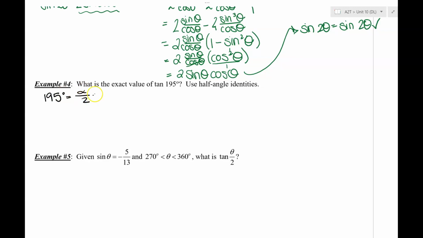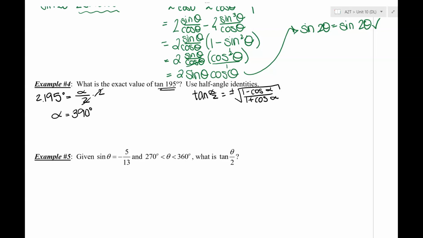Okay, so I'm going to double it. Very good. So our alpha is going to be, what is that? 390 degrees. But remember, this is what we're being asked to find. Okay, so tangent alpha over 2 is plus and minus the square root of sine over cosine. So subtraction over addition. And we'll deal with the plus and the minus at the end.